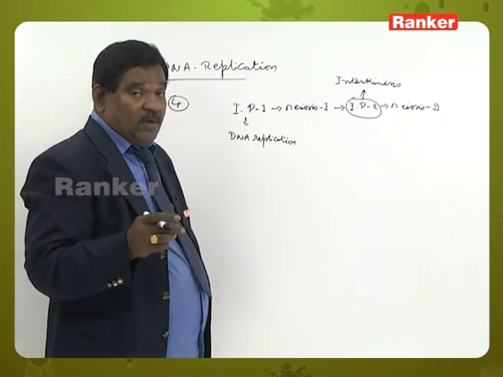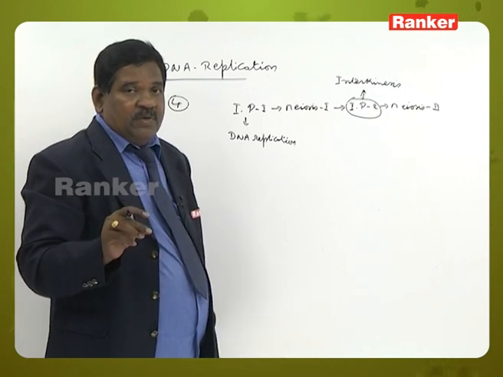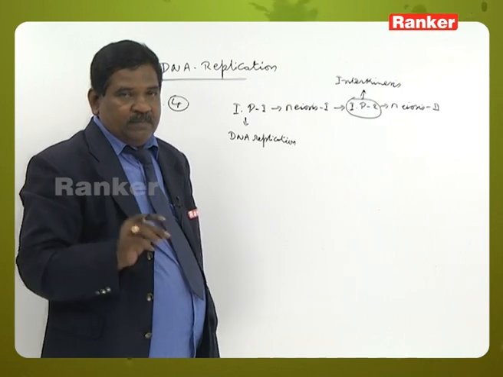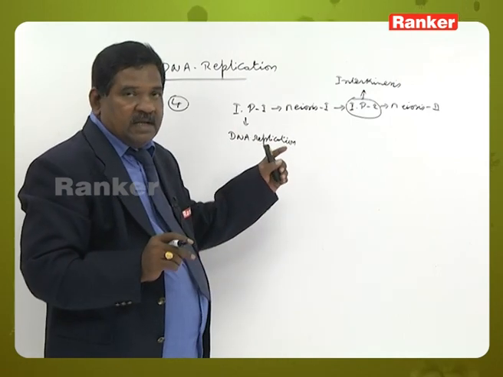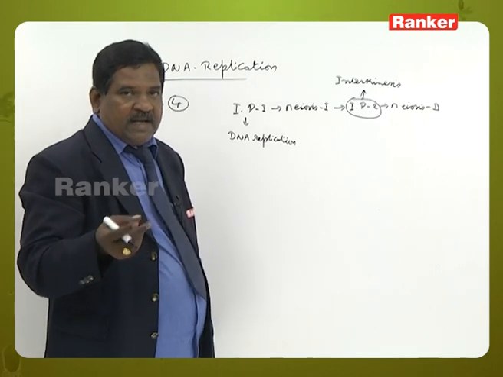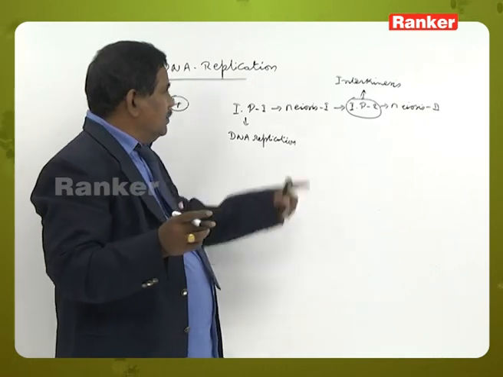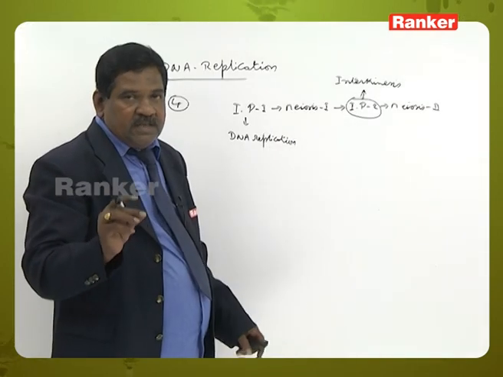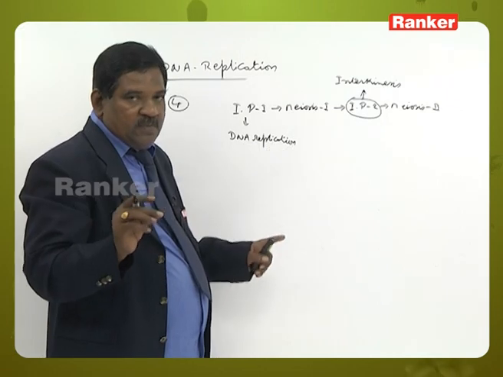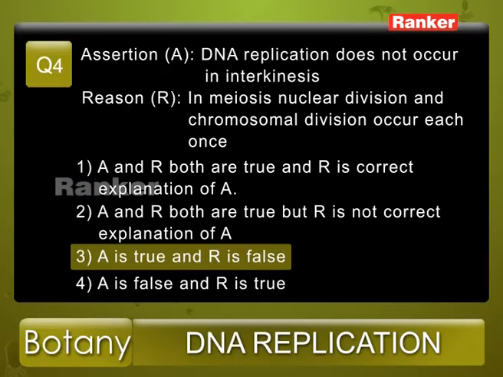And karyokinesis, that is the division of the nucleus, occurs in meiosis I and meiosis II. So, the assertion is correct, the reason is wrong. Saying both DNA replication and karyokinesis occur in meiosis I and meiosis II is wrong. DNA replication occurs only once, just before meiosis I. So, the answer is 3.